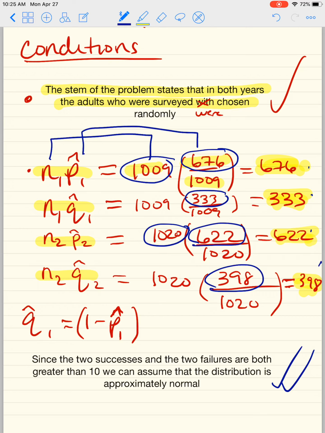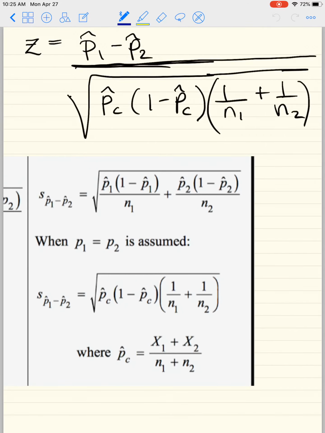So step one was hypothesis, step two is conditions, step three is our formula. Now, I'm going to show you something a little bit different this time with the formula. We have, first and foremost, the Z. It's always Z: statistic minus parameter divided by the standard deviation of the statistic. We always say P hat 1 minus P hat 2, that's great. Then we always say minus 0 because of the hypothesis. But typically here we go P1 minus P2, and that's equal to 0. So we don't need that part.